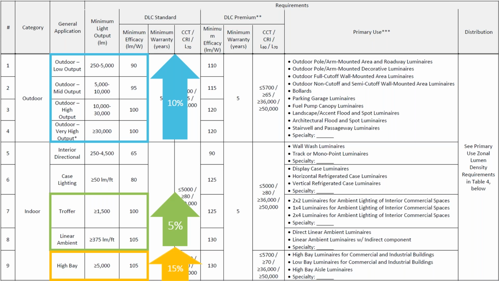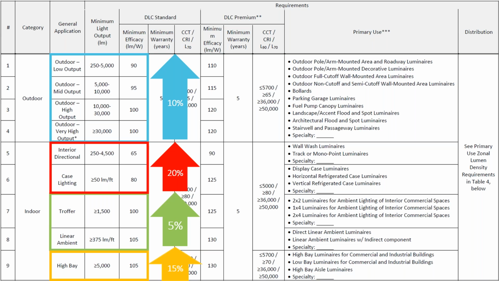High bay products are also great opportunities for energy savings because of their longer operating hours and high lumen output, high wattage. So again, the incremental savings potential for high bay products is more significant than other products, and we wanted to take advantage of that.